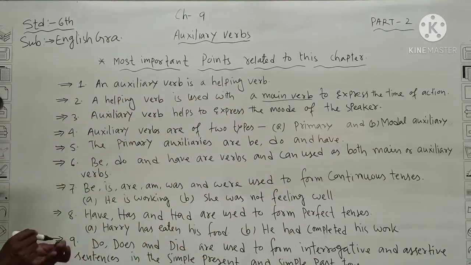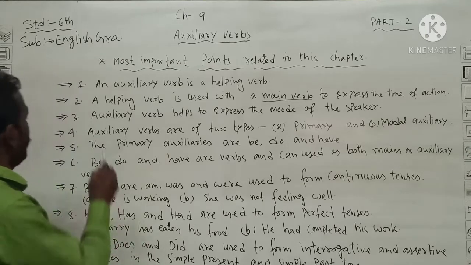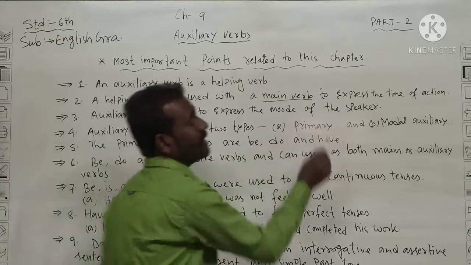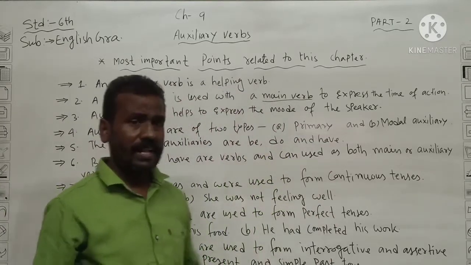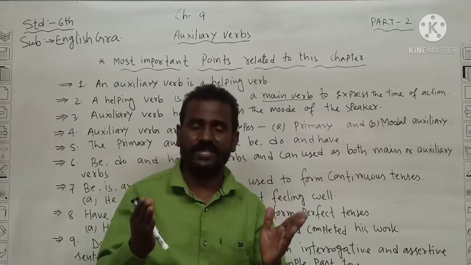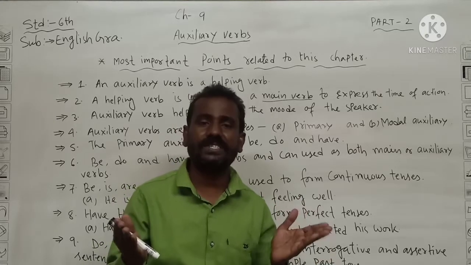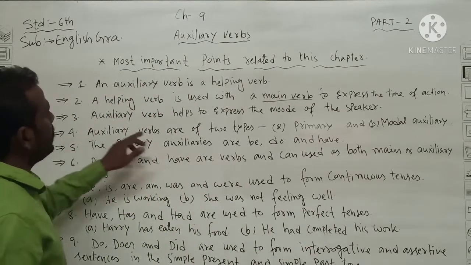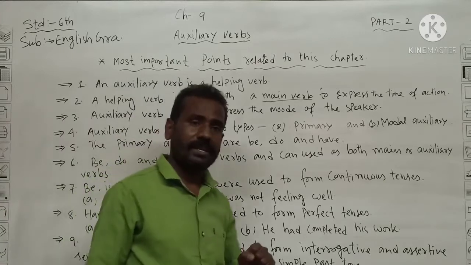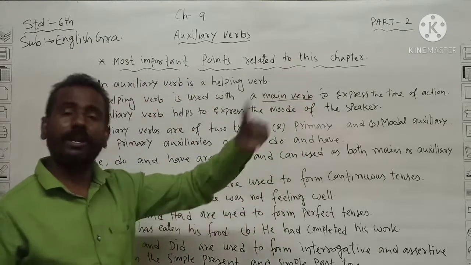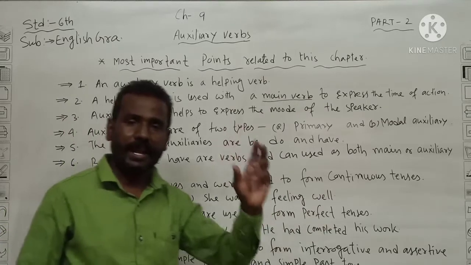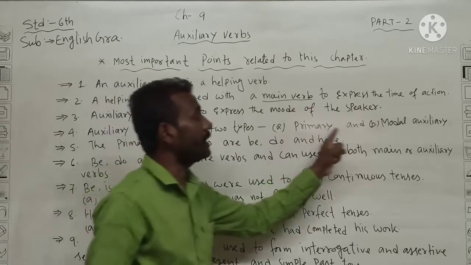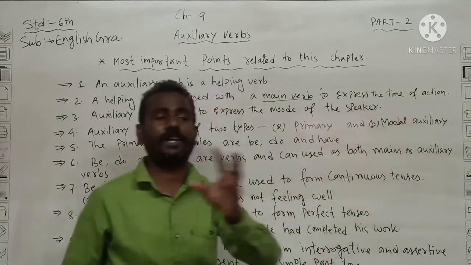Now point number 3: an auxiliary verb helps to express the mood of the speaker. Mood means sthiti, the sense of the sentence, condition, situation. This is called the mood. Fourth point: auxiliary verbs are of 2 types. In the previous part 1, I already explained how many kinds of auxiliary verbs there are. 2 types: number 1 is primary and second is modal auxiliary verbs.